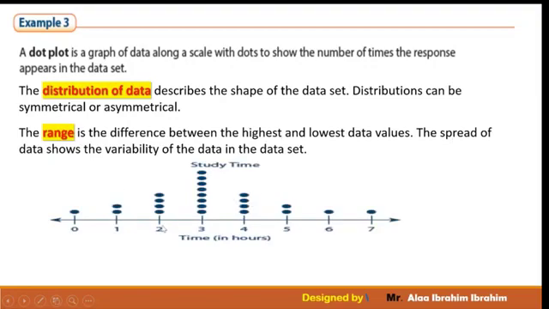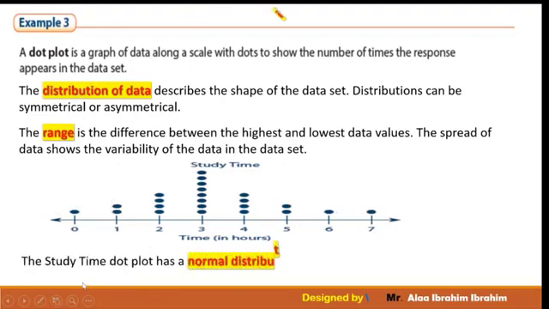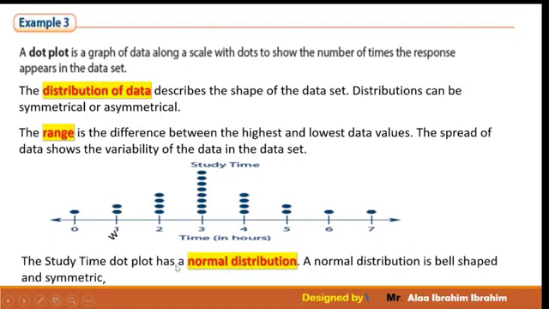So now this is my form. If you imagine you make a line or curve like this, you have something like a bell. You know the bell? This is the form of your dot plot most of the time, especially with the distribution of data here. So the study time dot plot has a normal distribution. A normal distribution is a bell. This is a normal distribution because it is symmetrical, because the numbers here look like the numbers there. This is the center one, and you have 4 here, 4 here, 2 here, 2 here, 1 here, 1 here.